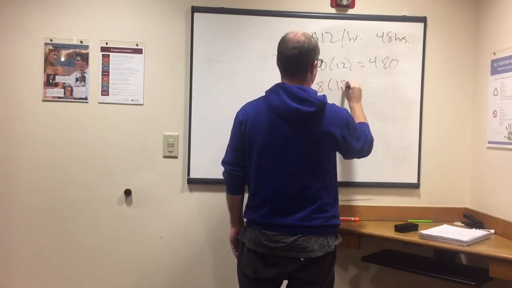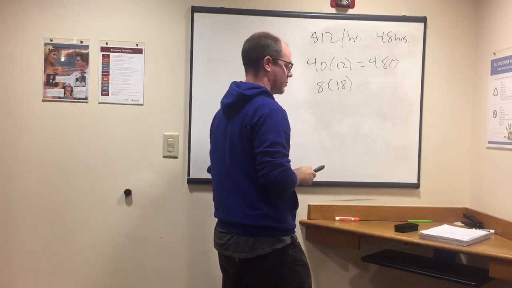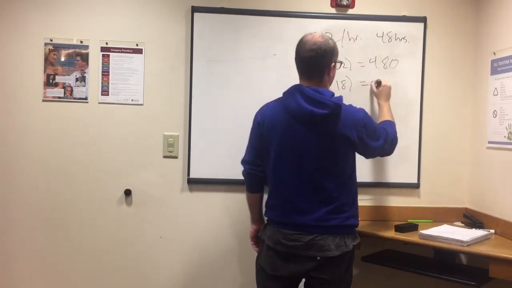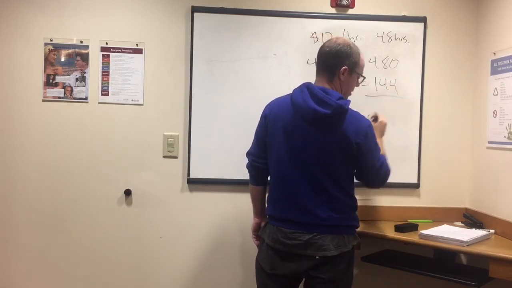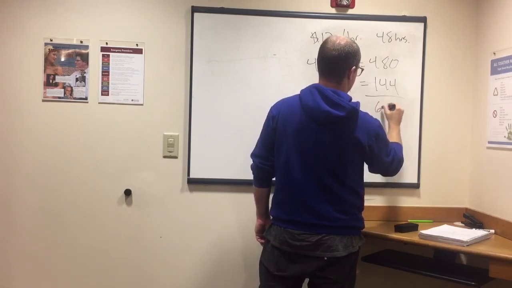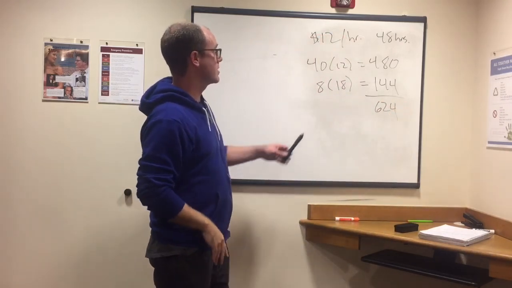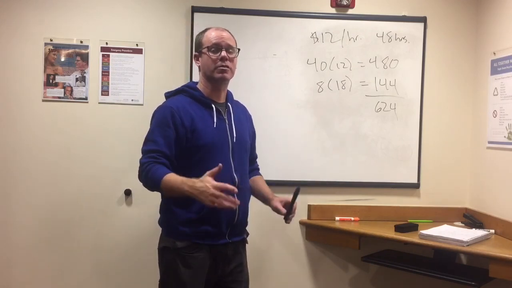That, if you don't know that in your head, that's completely fine, right? You just do quick little math. 12 times 1.5 equals 18. Okay, 8 times 18 is 144. And that leaves us at 624 for the week, right? So that's how you go about solving any type of time and a half question or overtime question.